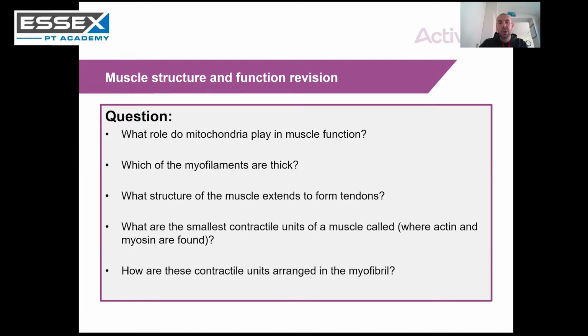So here are some questions that you might want to answer before we go on to the next slide. What role do mitochondria play in muscle function? Which of the myofilaments are thick? What structure of the muscle extends to form tendons? What are the smallest contractile units of a muscle cord where actin and myosin are found? And how are these contractile units arranged in the myofibril?